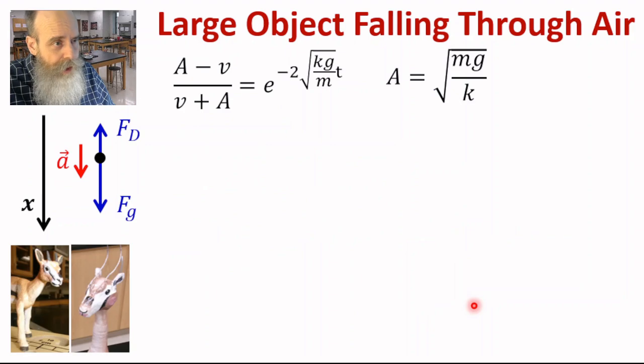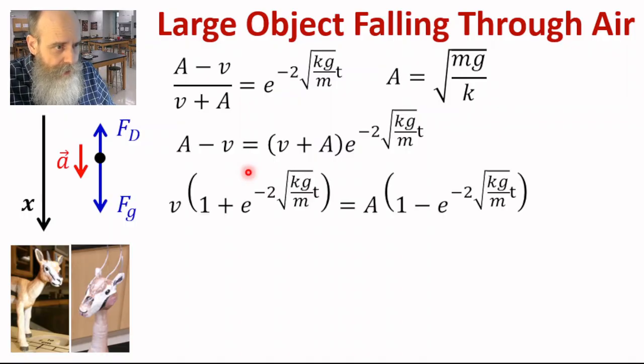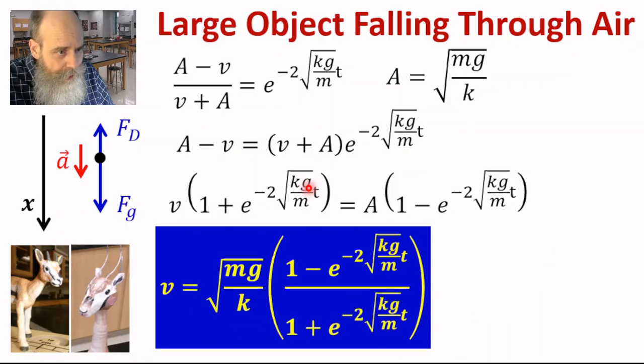Here's what we have. Now let's solve for v. Multiply by v plus a, like this. Then find all the terms that contain v and put them on one side of the equation, and all the terms that do not contain v, put them on the other side of the equation, and we get this. So now divide by this factor, and we get this.